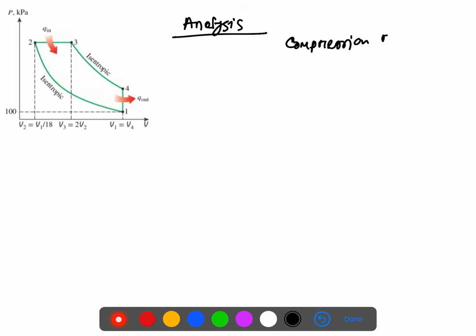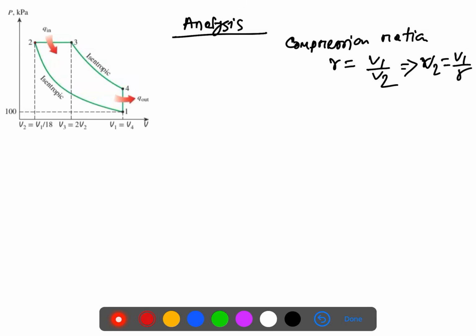From compression ratio, we know the formula: the compression ratio R is V1 over V2. So in other words, we can say V2 equals V1 over R. You can ask me why we are looking for V2. You can remember we were looking for the temperature and pressure at the end of the processes.